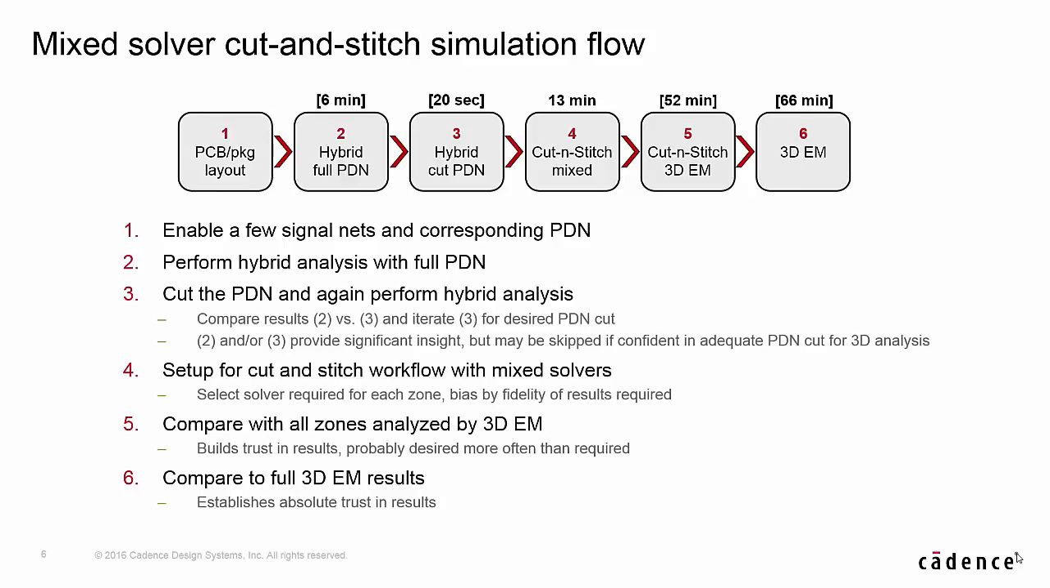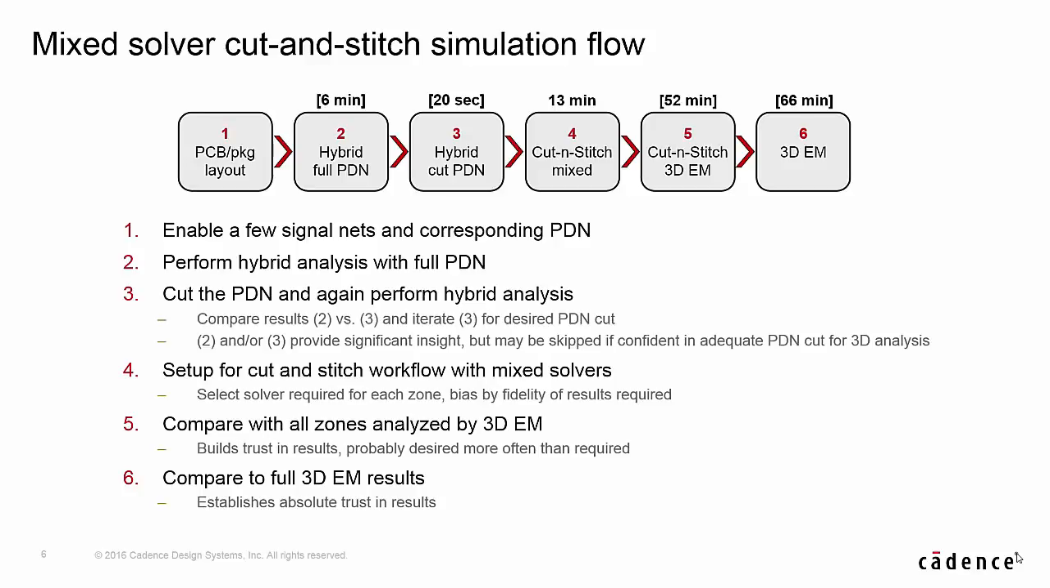Define zones to partition 3D versus uniform routing areas. Then select the appropriate solver for each zone and launch the simulation. Step 5. As an optional verification step, you can choose more zones to be simulated by 3D.